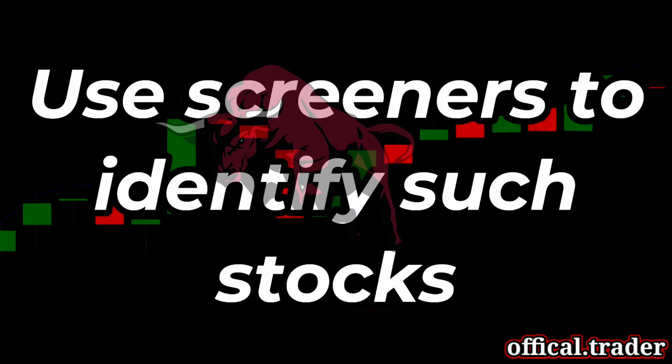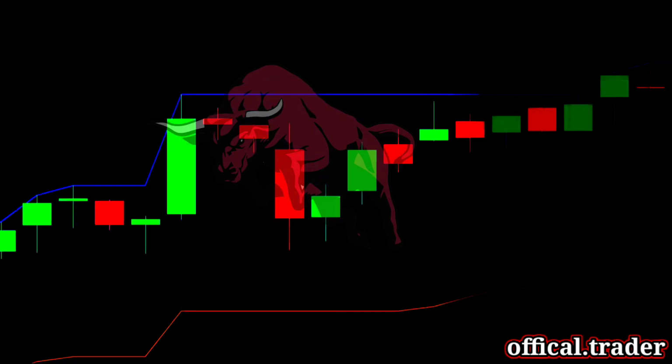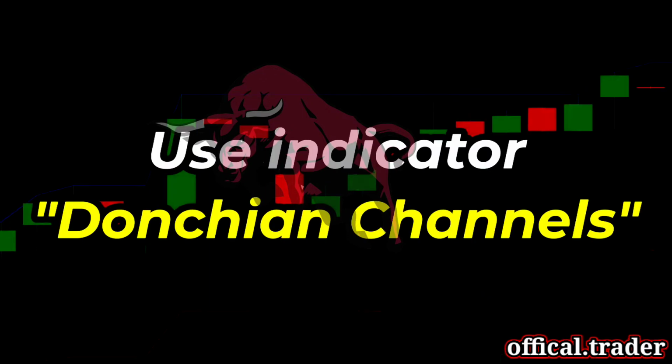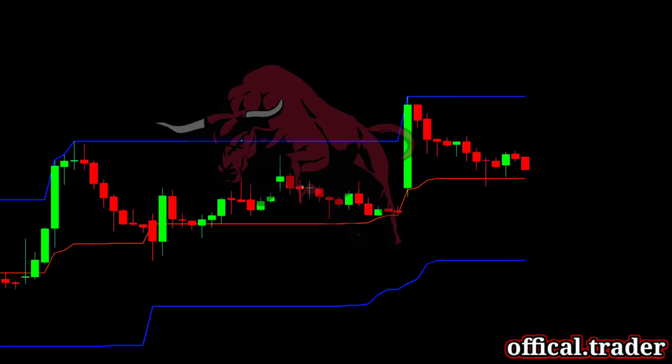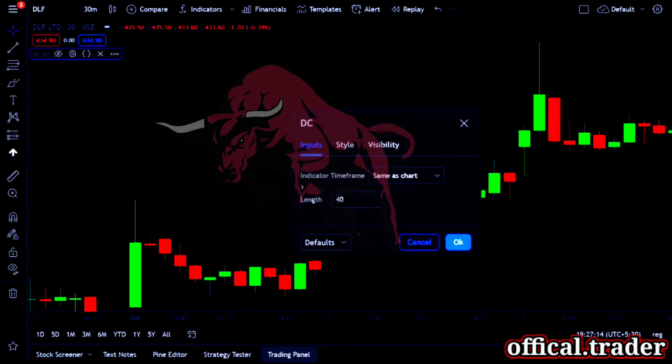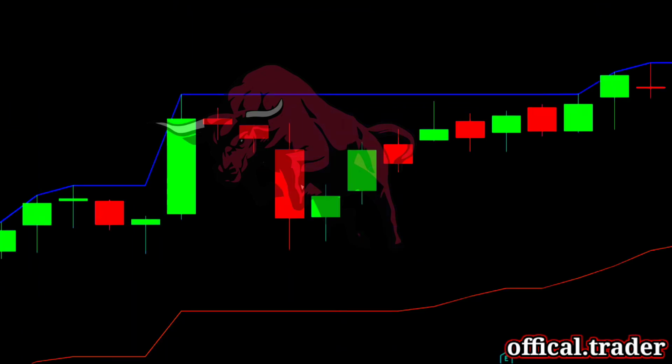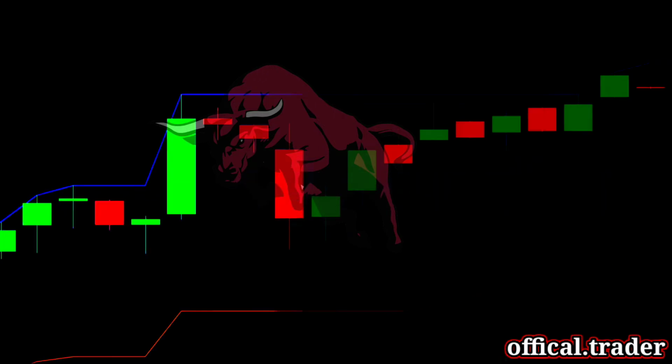You can use screeners to identify such stocks. If you don't have any screeners, you can manually use an indicator called the Donchian Channel Indicator. Donchian Channel is a simple indicator that shows the high and the low for a certain number of candles. You can go over to the settings of the Donchian Channel indicator and type in 40 instead of 20 for the look-back period. Now, your chart will show you the range for the last 40 candles.